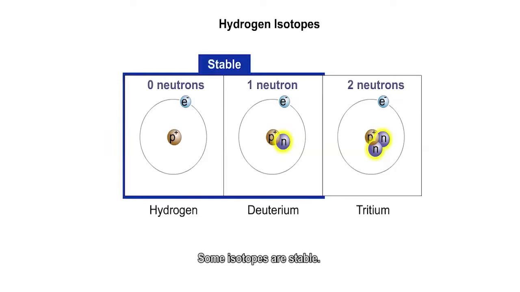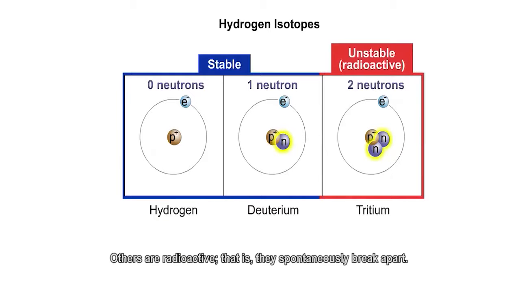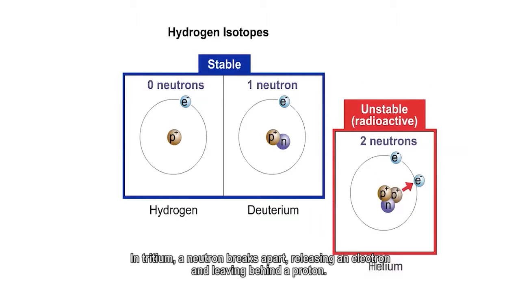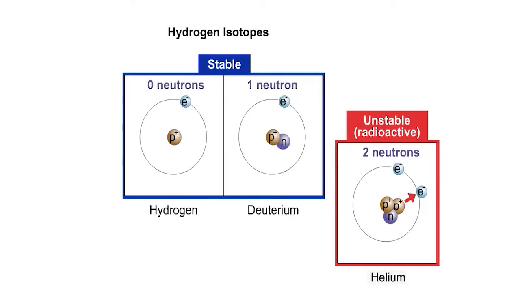Some isotopes are stable, others are radioactive. That is, they spontaneously break apart. In tritium, a neutron breaks apart, releasing an electron and leaving behind a proton. The resulting element is helium.